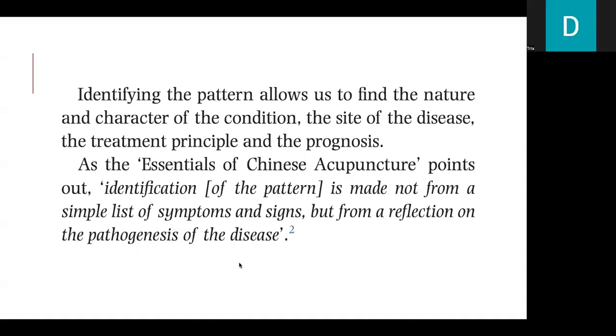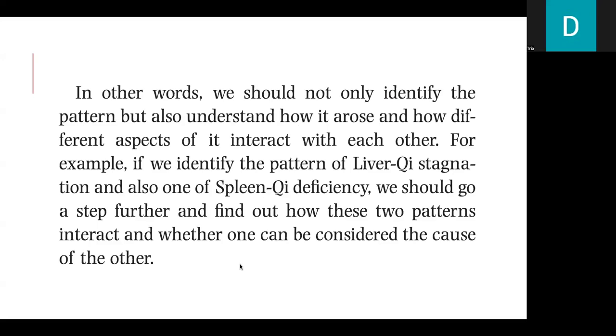Identifying the pattern allows us to find the nature and character of the condition, the site of the disease, the treatment principle, and the prognosis. As the Essentials of Chinese Acupuncture points out, identification of the pattern is made not from a simple list of symptoms and signs, but from a reflection on the pathogenesis of the disease. In other words, we should not only identify the pattern, but also understand how it arose and how different aspects of it interact with each other.